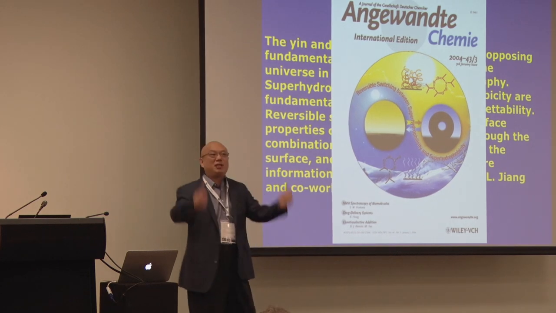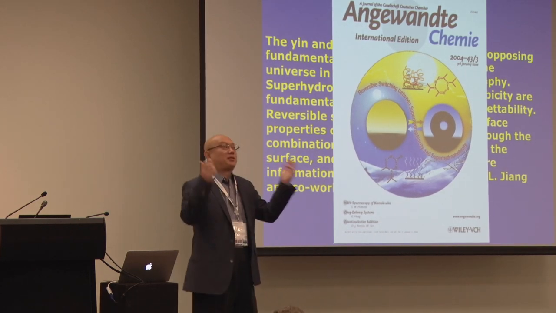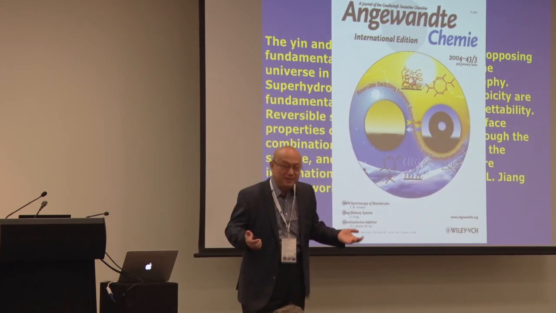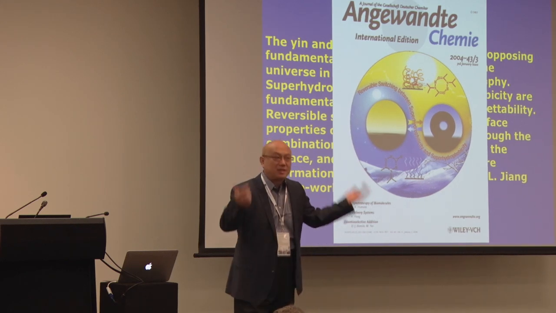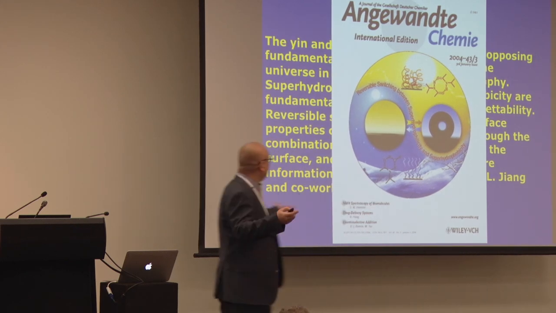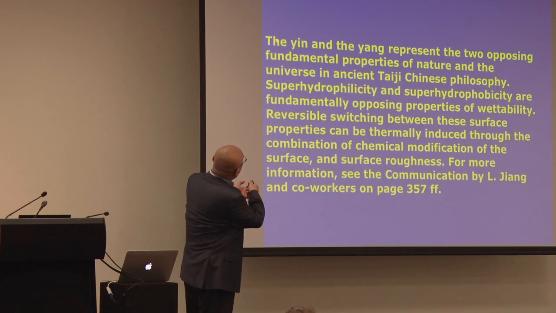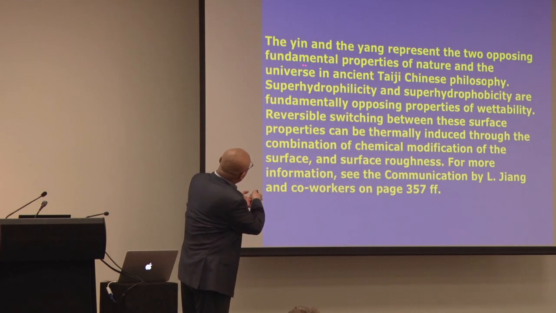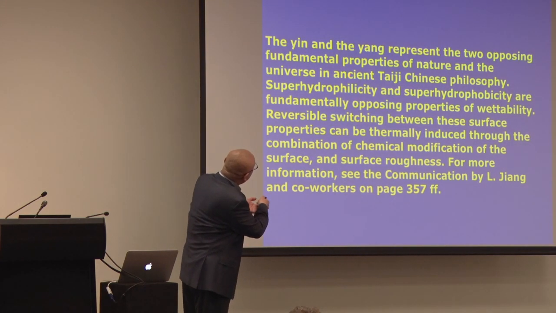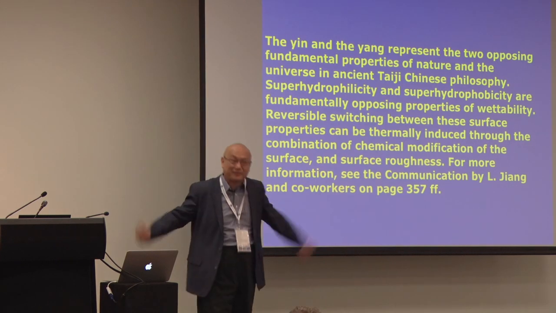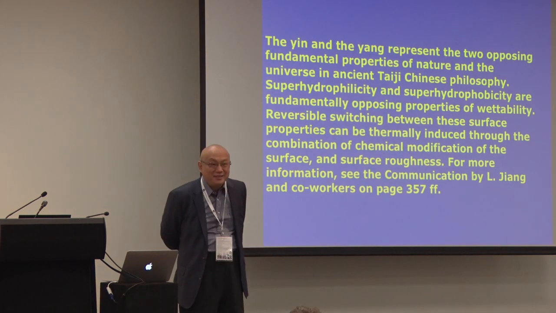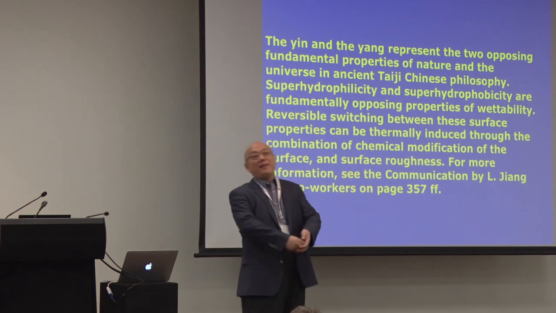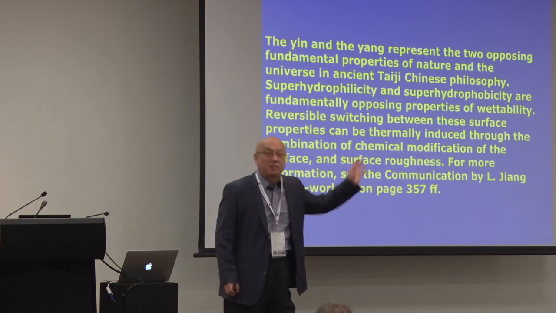And then we were very hesitant about whether the editor could understand this. Then the German editor understood this. He wrote down that Yin and Yang represent two fundamental properties of nature and the universe in ancient Chinese philosophy. He understands this. Why? Because we have a common ancient philosophy.